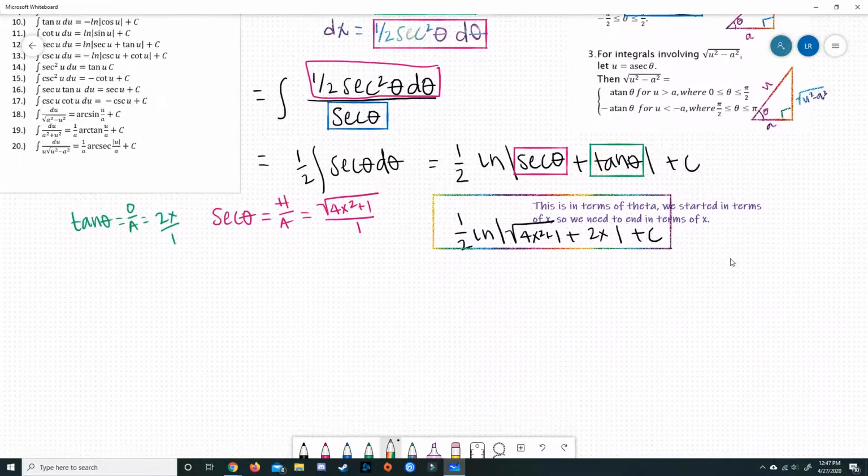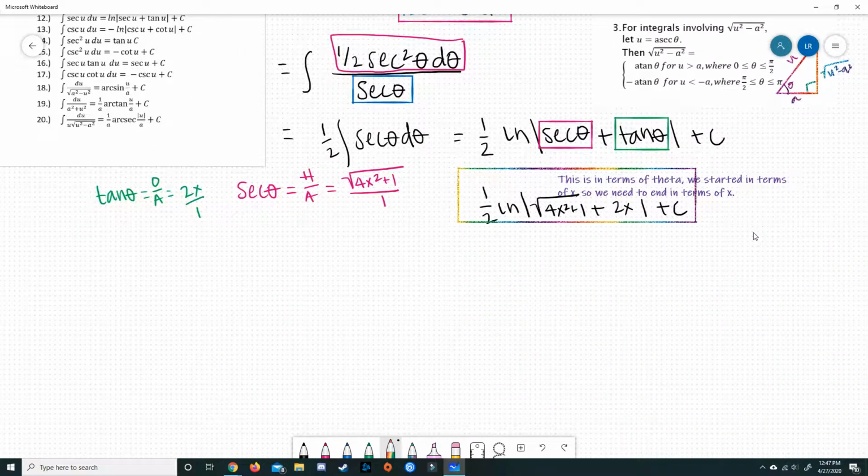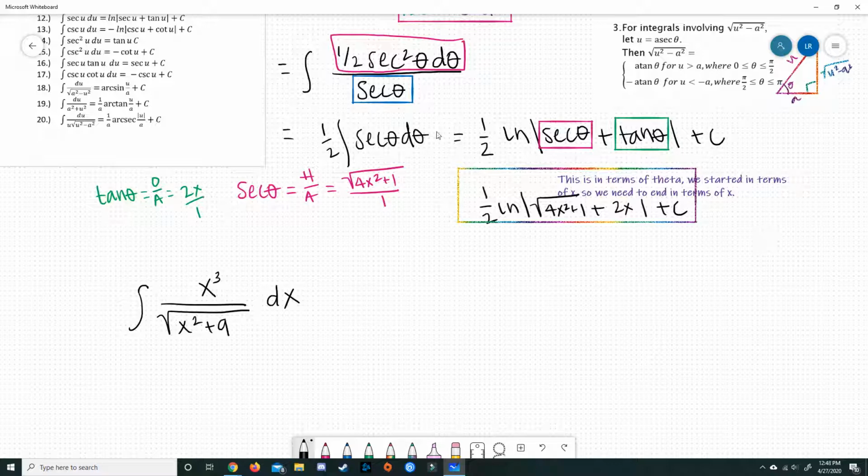So I'm going to leave you with a problem that I want you to try on your own. As always, if you have questions, go ahead and drop them in the comments. That's supposed to be an integral symbol, sorry. And you have x cubed over the square root of x squared plus 9 dx. Good luck.